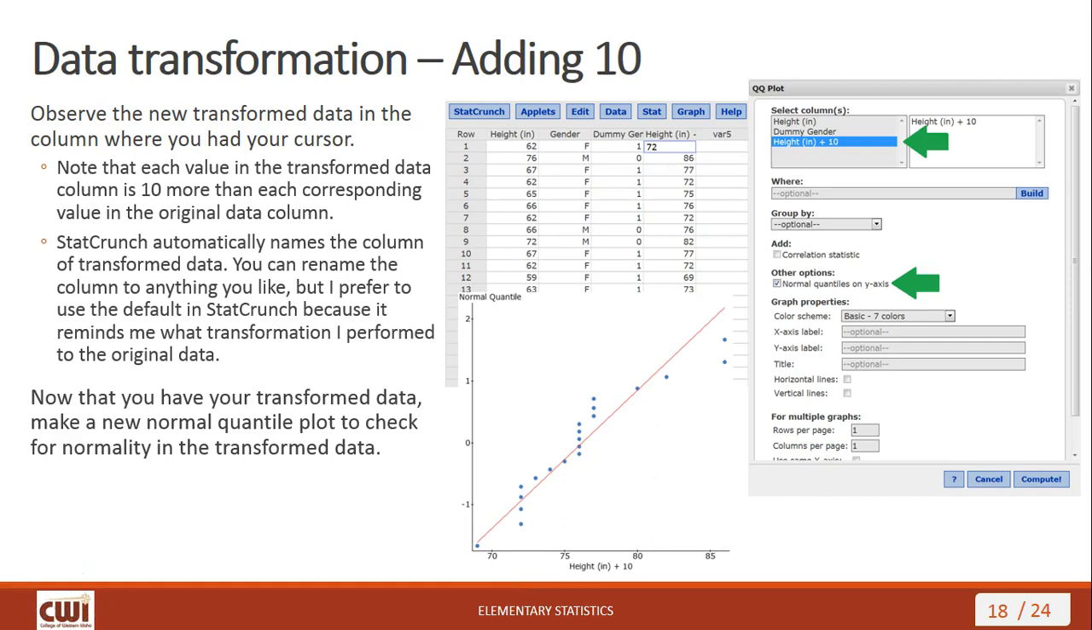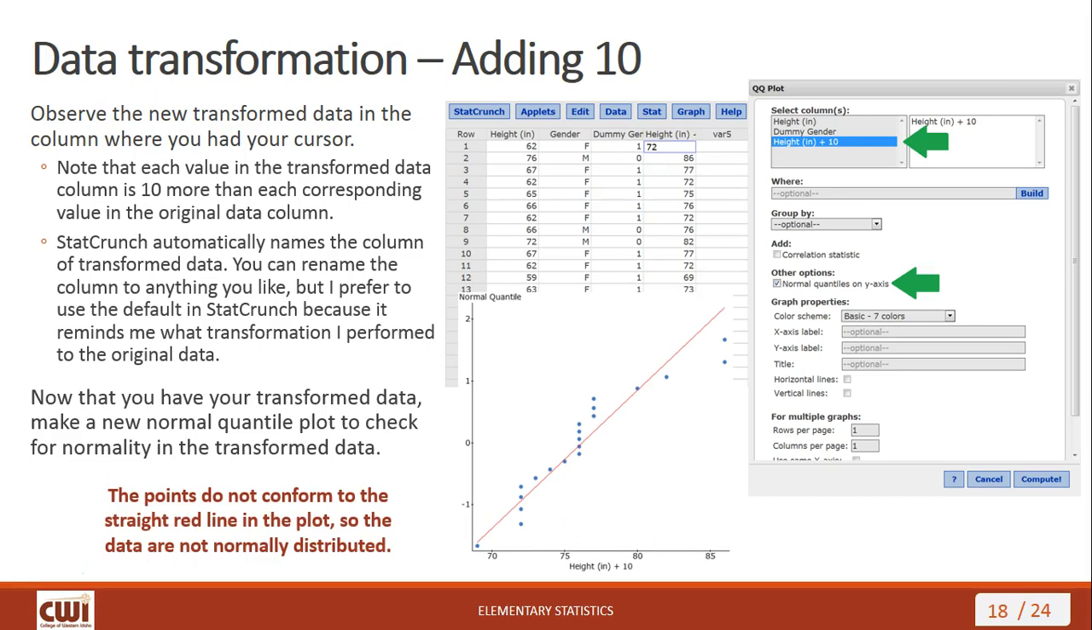Again, we see that we're lacking normality because we've got the outliers here and the same general shape for our data points here on the plot. So essentially all adding 10 did was give us a shift in the data. It didn't actually transform everything, it just shifted everything horizontally. So no real change here for the assessment of normality. These points do not conform to the straight red line in the plot, so we can say our data are not normally distributed.